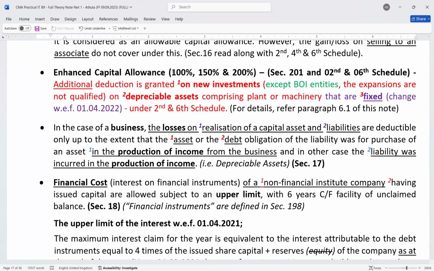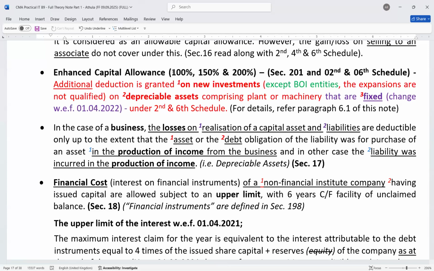Now, here what has happened? Under section 18, that allowance is limited. What is the limitation? It says this limitation is applicable for a company, only for a company having share capital. If that company doesn't have a share capital, this is not applicable. If that particular company is not having share capital, this section is not applicable.